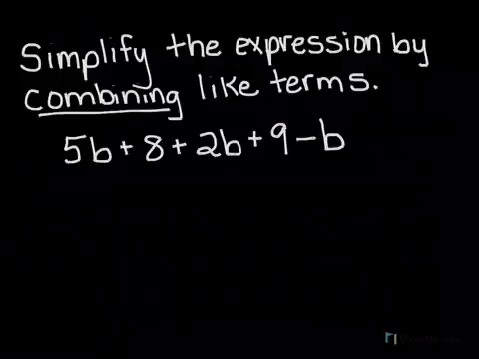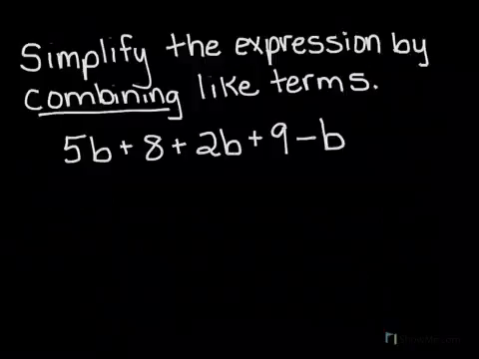So I'm going to use the commutative property of addition to simplify this. If you remember from 5th grade, the commutative property of addition means that it does not matter the order of the numbers when you are adding. You will still get the same sum or answer. So let's take a look.